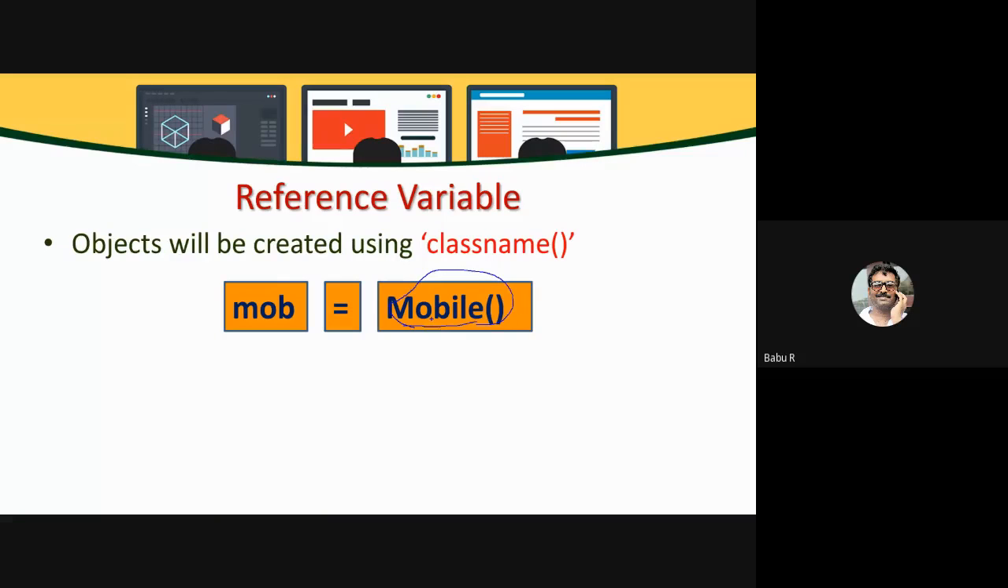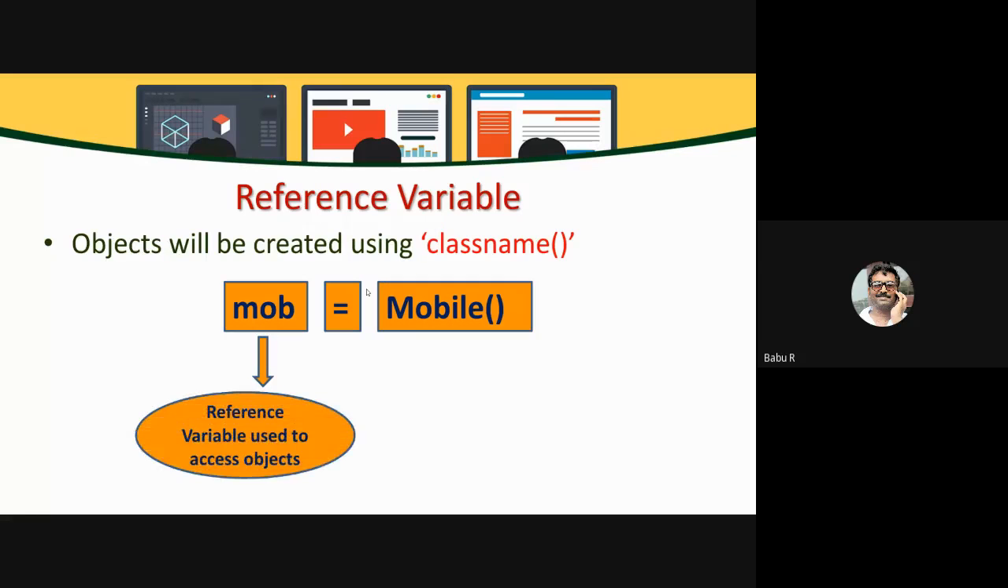In order to use that particular object, we have to create a reference variable for that object. Here we have mob. This is your reference variable, using which we can access the object created for this particular class called Mobile. So mob is nothing but the reference variable, using which you can access the object.